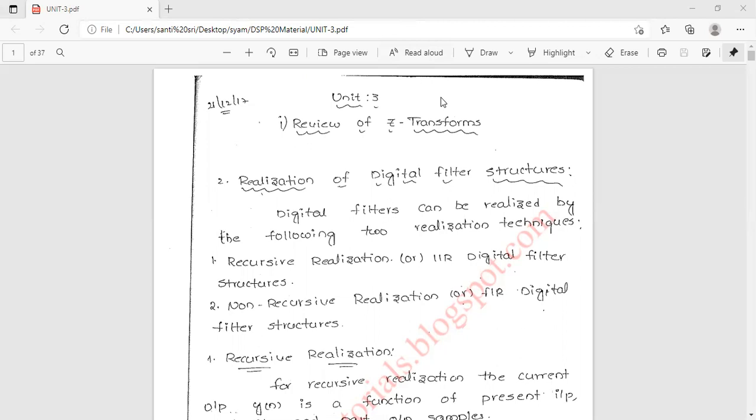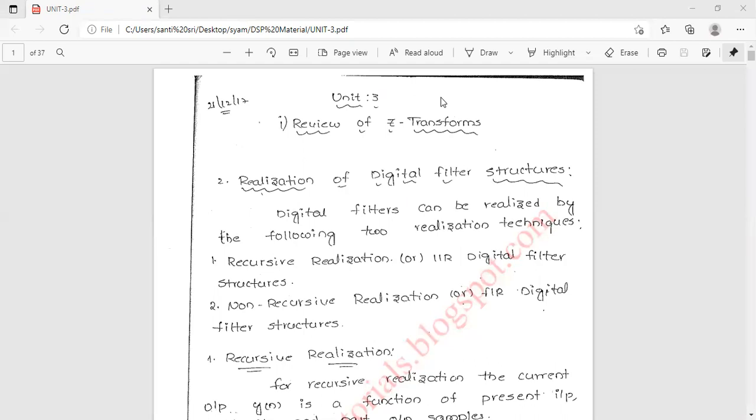Here we are going to see the realization of digital filter structures. How can these digital filters be realized? They can be realized by the following two realization techniques: recursive realization and non-recursive realization.